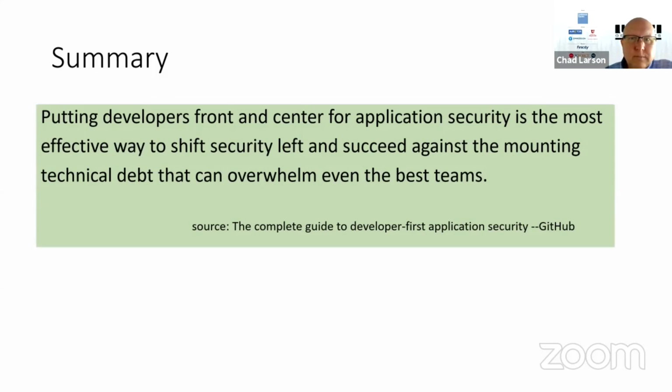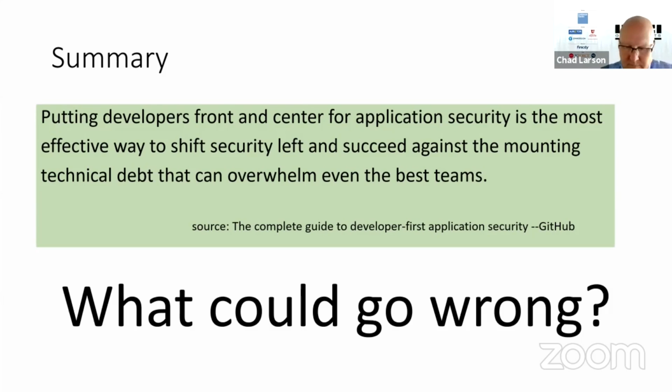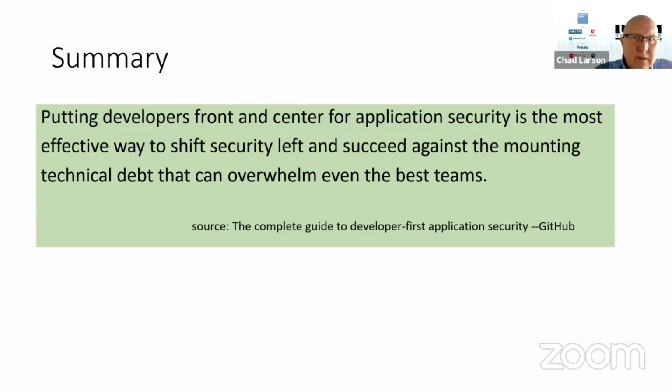So here's a quote that I got from a GitHub document online, and it's a pretty good resource. It's a white paper. You have to give them your email address on GitHub, but it's the complete guide to developer first application security. And then they say, putting developers front and center for application security is the most effective way to shift security left and succeed against the mounting technical debt that can overwhelm even the best teams.